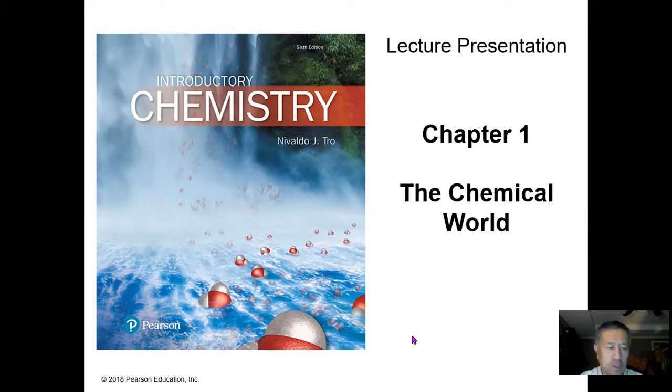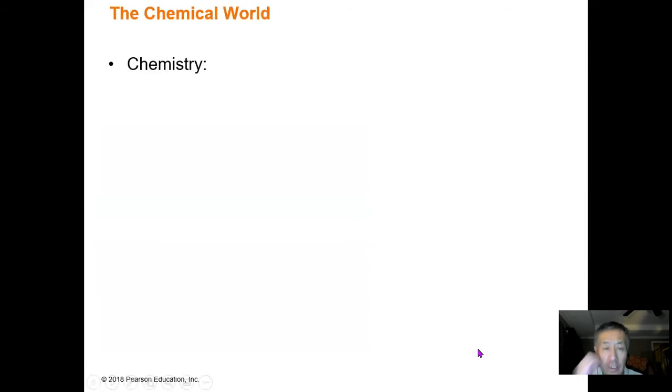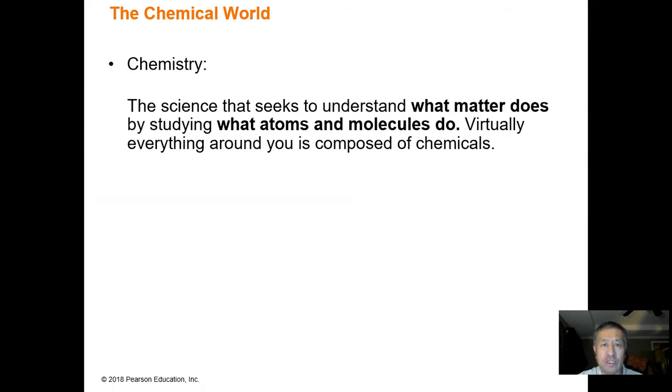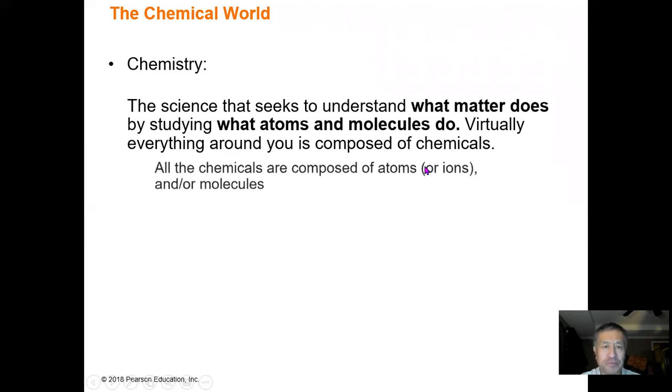Okay, so this is for chapter 1, the chemical world. And in this chapter, we are going to study some of the basics of chemistry. Chemistry is the science that seeks to understand what matter does by studying what atoms and molecules do. Virtually everything around you is composed of chemicals.